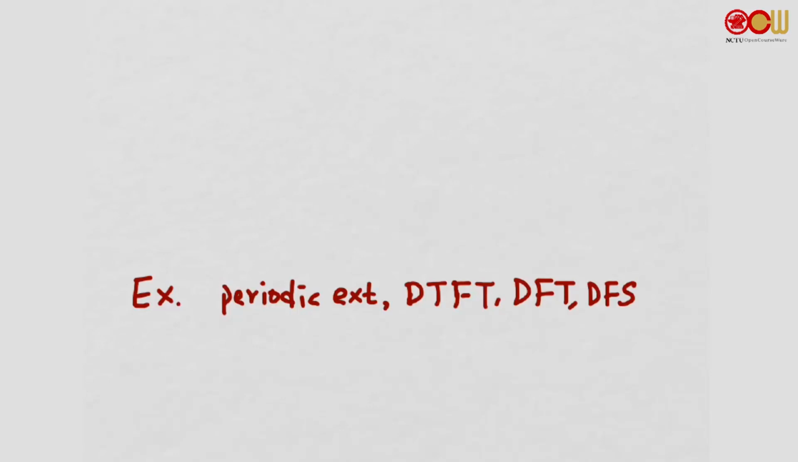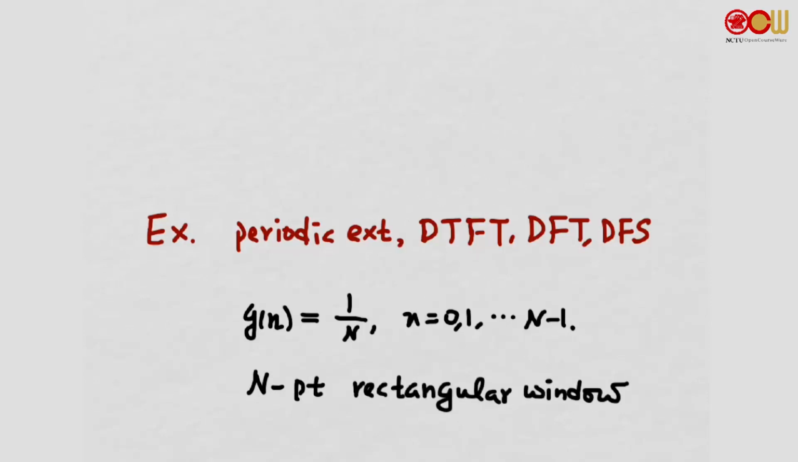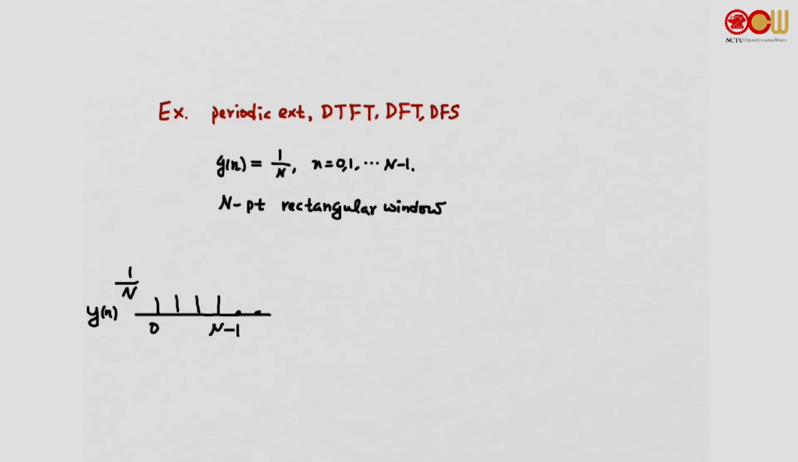Let's look at one example to illustrate the connection between periodic extension, DTFT, DFT, and DFS. Suppose y[n] is equal to 1 over N for the range n goes from 0 to N minus 1. This is actually a sequence that we have talked about earlier. It's an N-point rectangular window. Such a rectangular window is equal to 1 over N, where N is the length of the window, and it's 0 everywhere else.